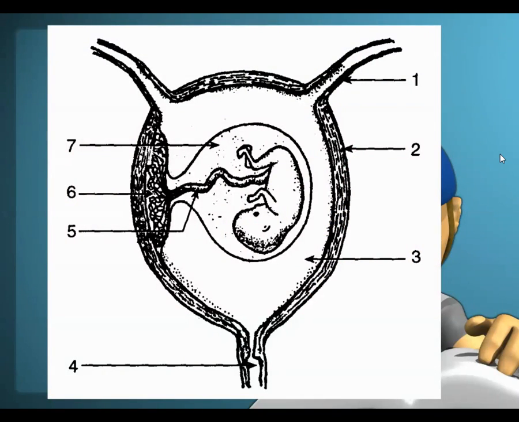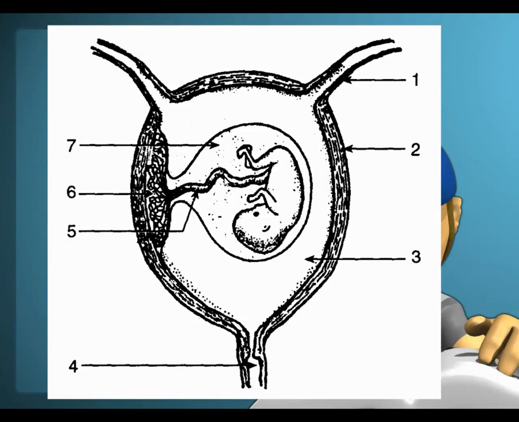All right, so this is a baby inside of the uterus growing. So we're going to label all the structures here. Structure 1 is pointing to the fallopian tube, and you can't see the ovaries anymore. They're kind of off the page. Structure 2 is the muscular wall of the uterus. And structure 3 is just kind of the inside cavity of the uterus. Structure 4 is the vagina.